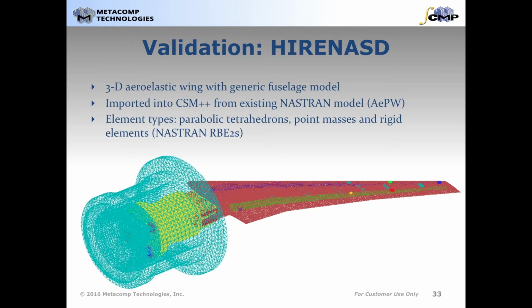Now, let us look at a few validation cases where CFD++, CSM++, and MetaFSI were utilized in fluid structure interaction problems, starting with the HIRENASD wing. This is a 3D aeroelastic wing with a generic fuselage model for which a Nastran structural model exists. Here, we have used the ability of CSM++ to import a full Nastran model, not just a mesh, to run an FSI analysis. This is a solid model involving parabolic tetrahedrons, point masses, and rigid elements.